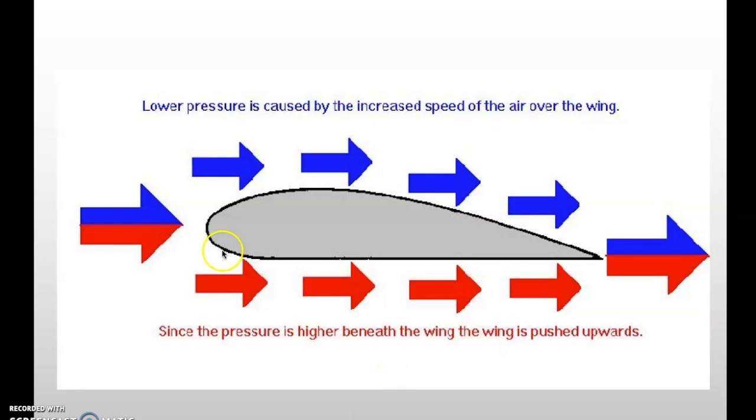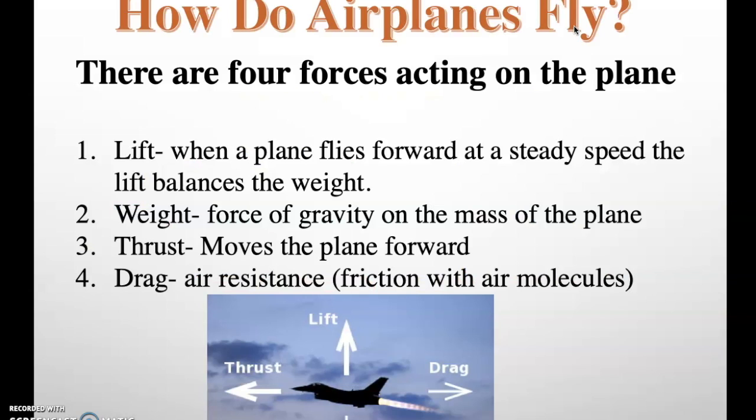So this is just showing you that again. The lower pressure is caused by the increased speed over the wing. Those air molecules are traveling much quicker, and the air molecules are traveling slower underneath the wing. Therefore, there's a higher pressure under the wing, and it's going to be pushed upward. That's what Bernoulli's principle explains. So Bernoulli's principle is the single most important explanation in explaining how flight actually works. And there's a whole mathematical equation for it, but we're not going to get into that.